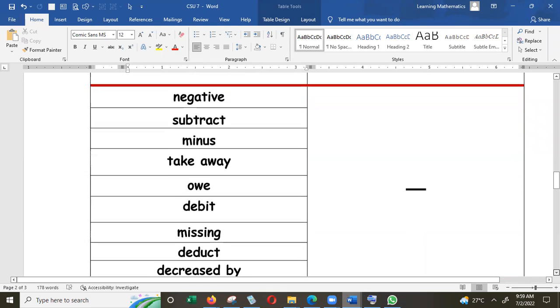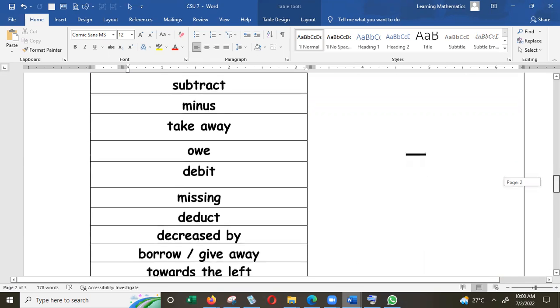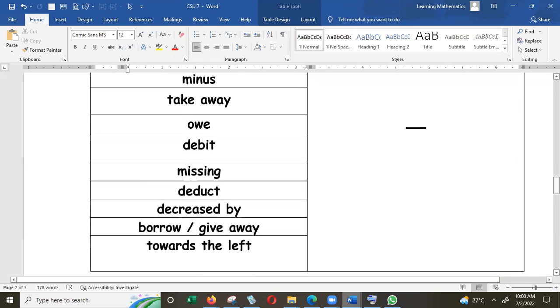The words negative, subtract, minus, take away, owe, debit, missing, deduct, decreased by, towards the left, borrowed, give away. The symbolic translation for it is the negative sign.